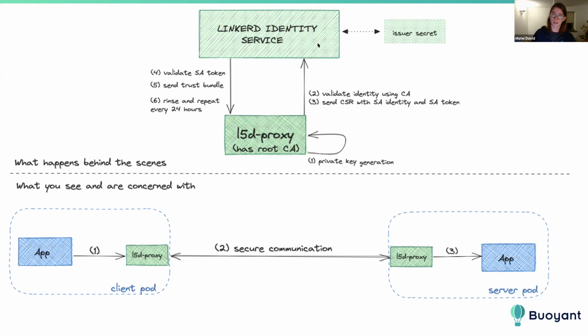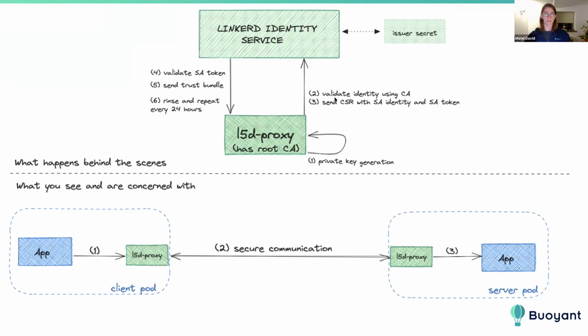It will connect to the identity service. This is part of the control plane. The identity service will make use of the issuer certificate to validate itself against the proxy, and the proxy can validate it with its certificate authority. The proxy will send a certificate signing request with its service account identity and service account token. So in Linkerd, we tie identity to the service account, to the workload.